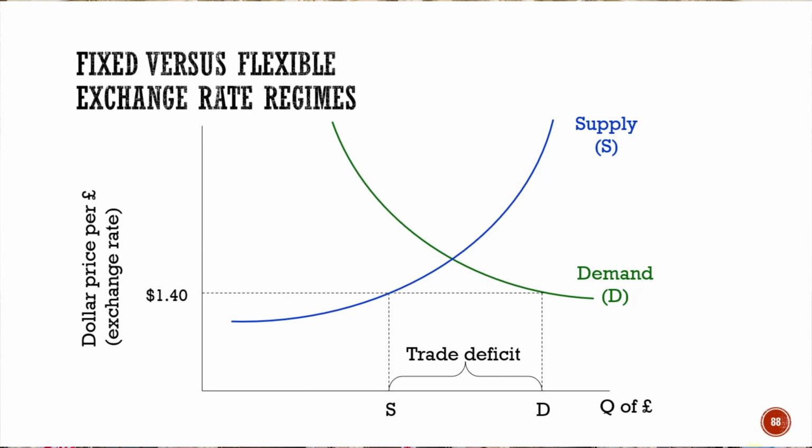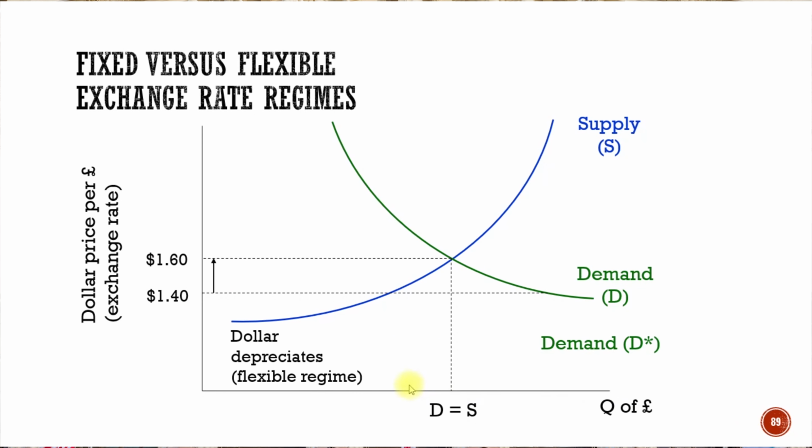Here's an example between fixed versus flexible exchange rate regimes. If a currency would be pegged at, say, $1.40, and that's the exchange rate, and it's not going to change because it's fixed, and the demand is increased to over here, and supply will only be delivered at this point, given that price point right here, would result in a trade deficit.